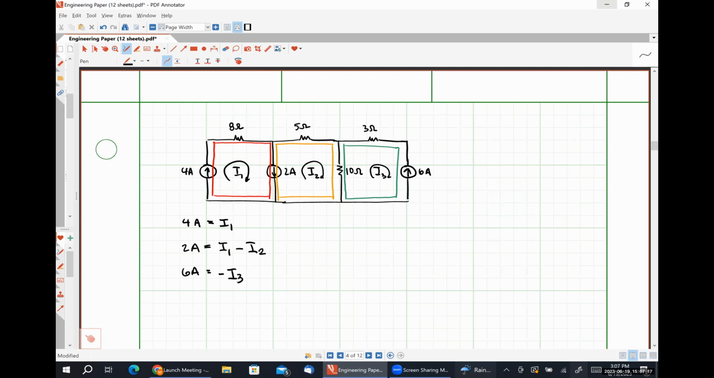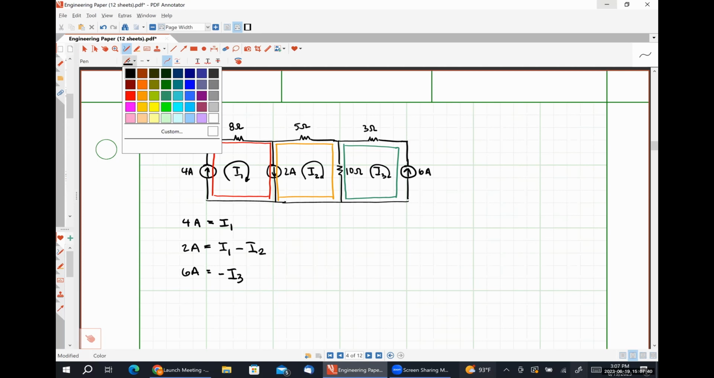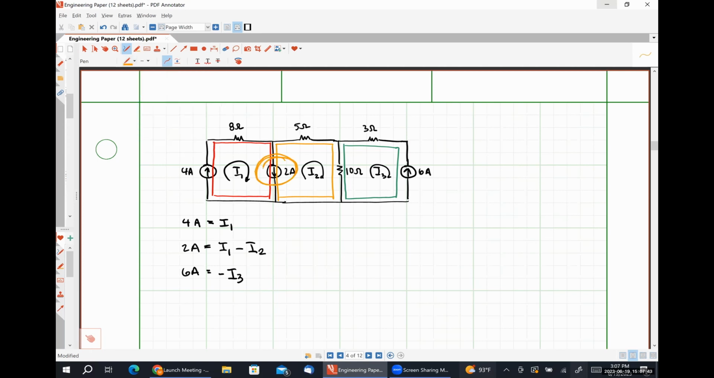So let me ask you guys a question. Do we need to write a single Kirchhoff's voltage law equation for this circuit at all? No. It's not going to happen often, but this was a little bit more simple than I had intended. Let me explain what I was trying to get at here. This 2 amp current source is between mesh 2 and mesh 1, but mesh 1 contains a current source on the edge of the circuit.